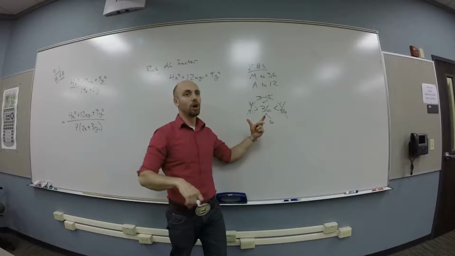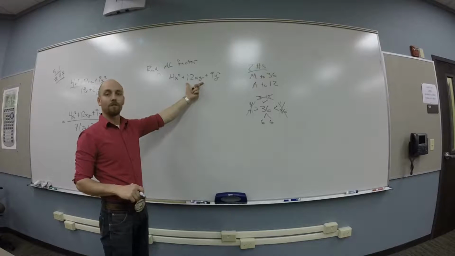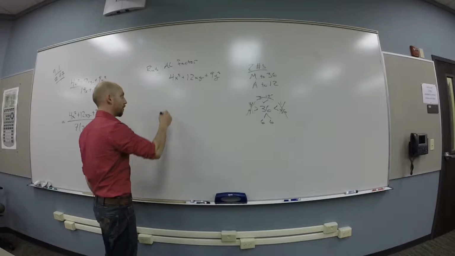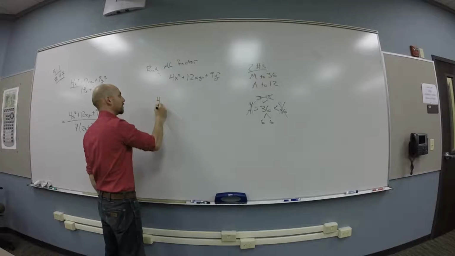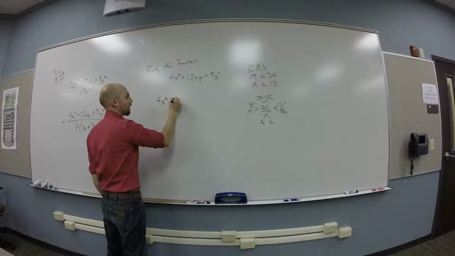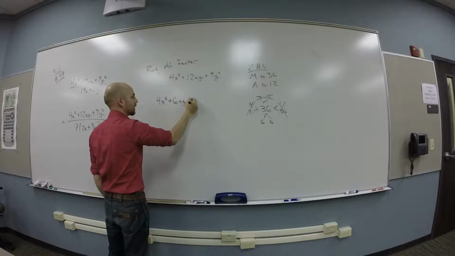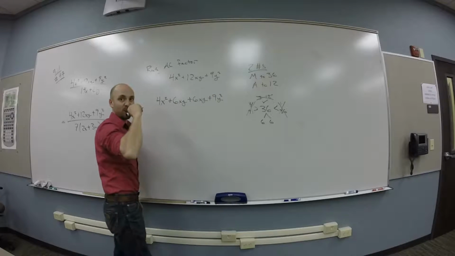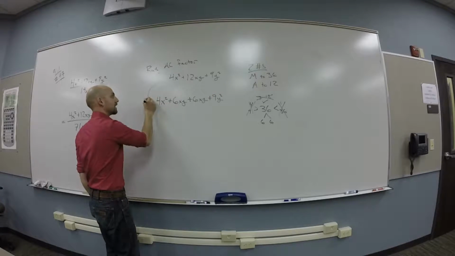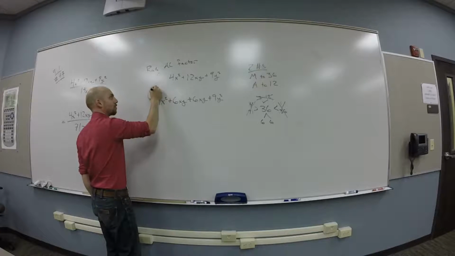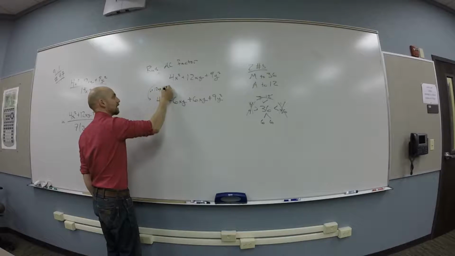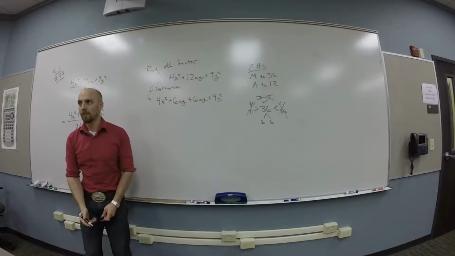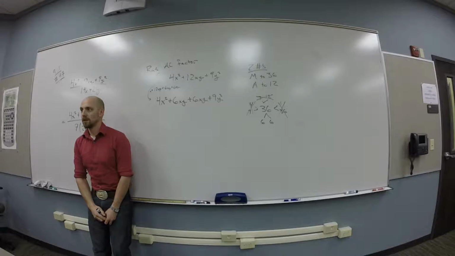Cool. All right, so what I'm going to do is I'm going to take this 12 and think about it as 6 plus 6. Okay, so I'm going to rewrite this thing as 4x squared plus 6xy plus 6xy plus 9y squared. Okay, see that? Really, this step is all about thinking of 12xy as 6xy plus 6xy. You guys all see that?